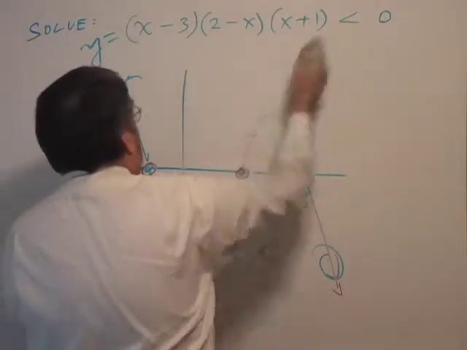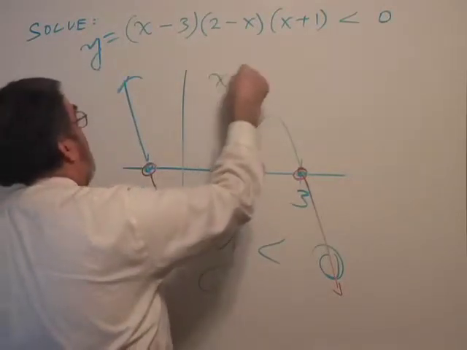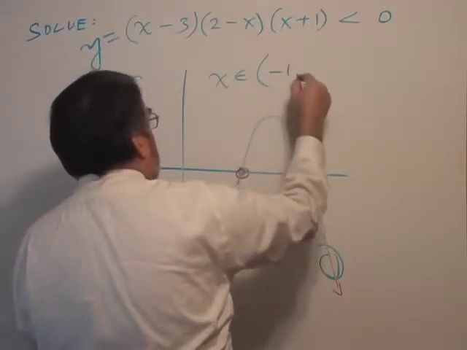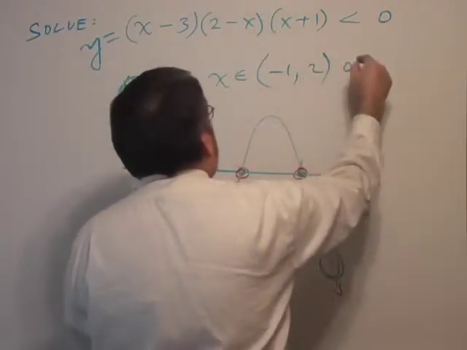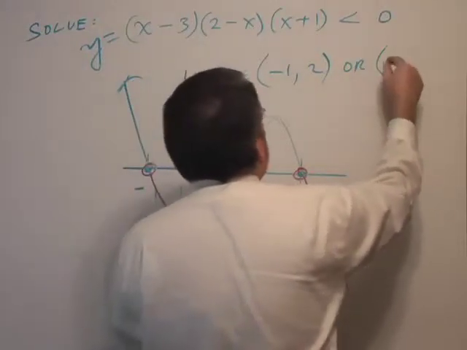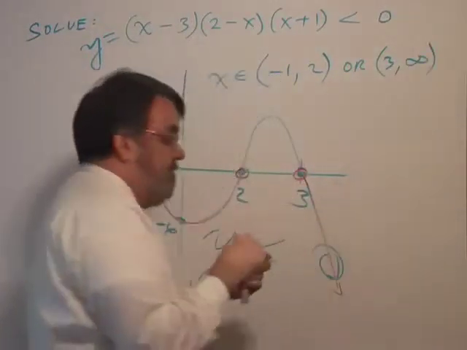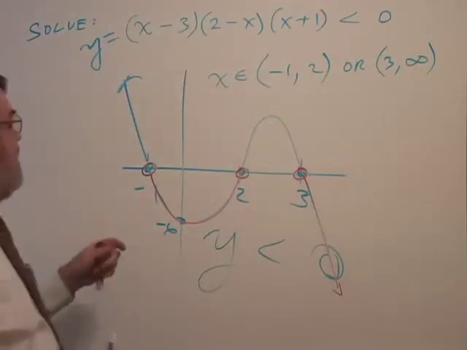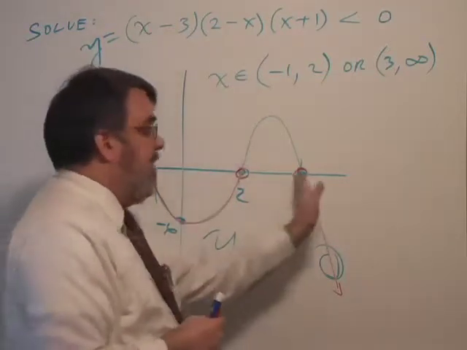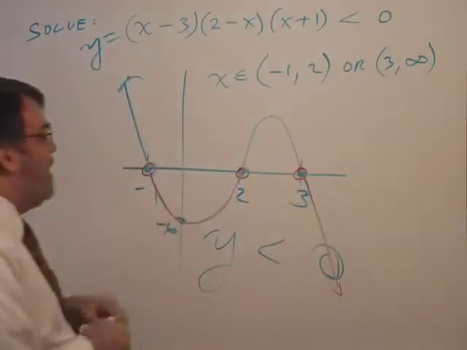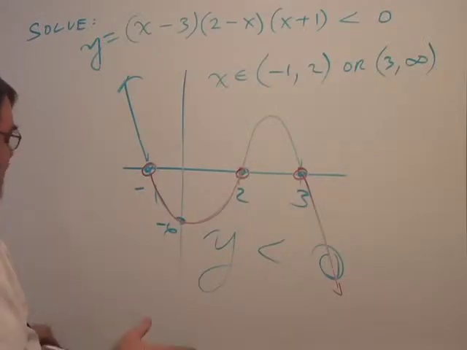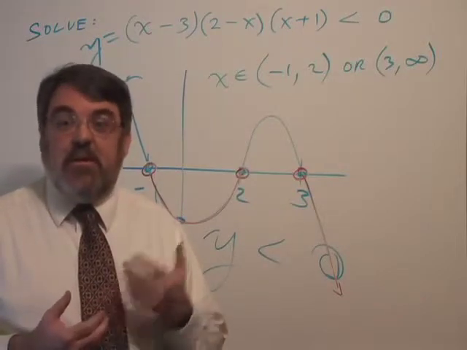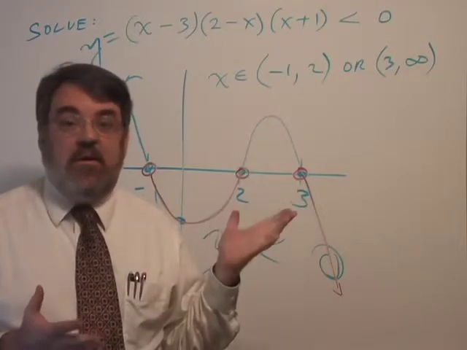This function is less than 0 when x is in the interval from −1 to 2, or the interval from 3 to positive infinity. There we go. That's the solution to that inequality. X has to lie between −1 and 2, or it has to be greater than 3. And we're done. So that's the idea here. Build on what you learn about the behavior of functions, and then we can use it to analyze an inequality and solve it rather quickly.